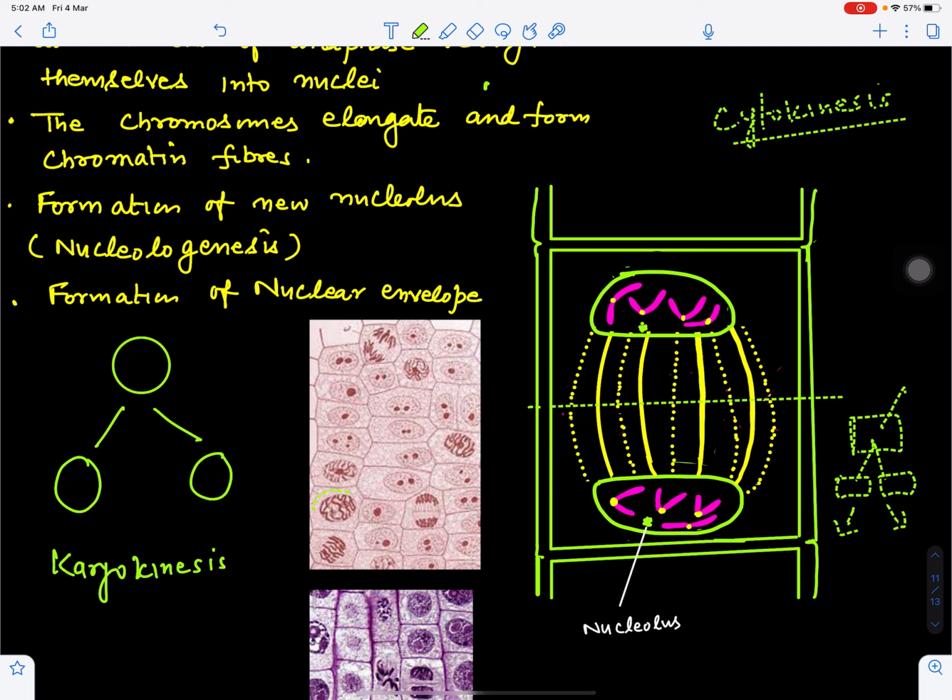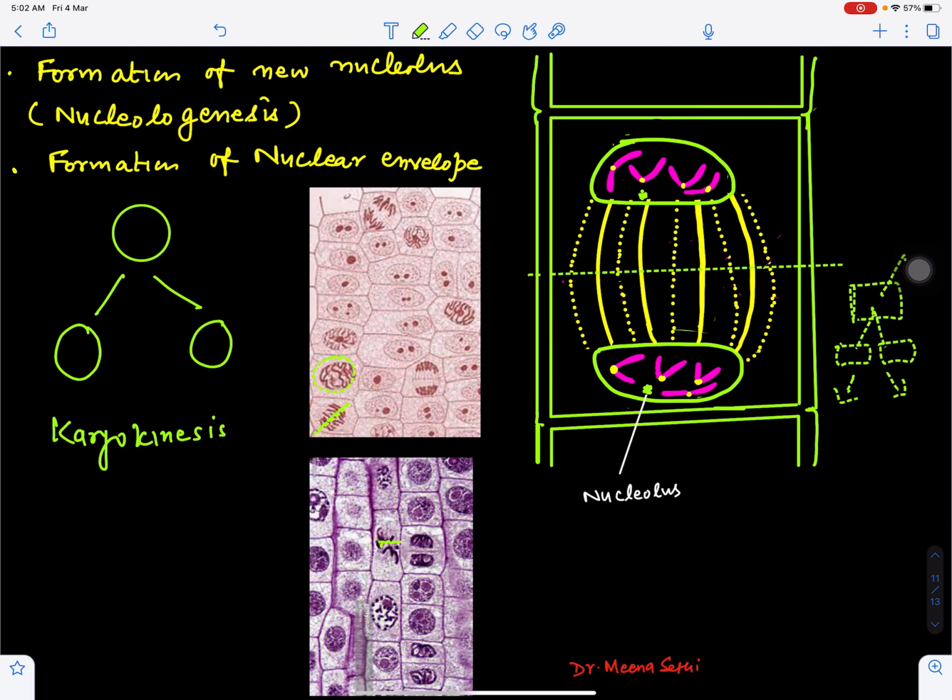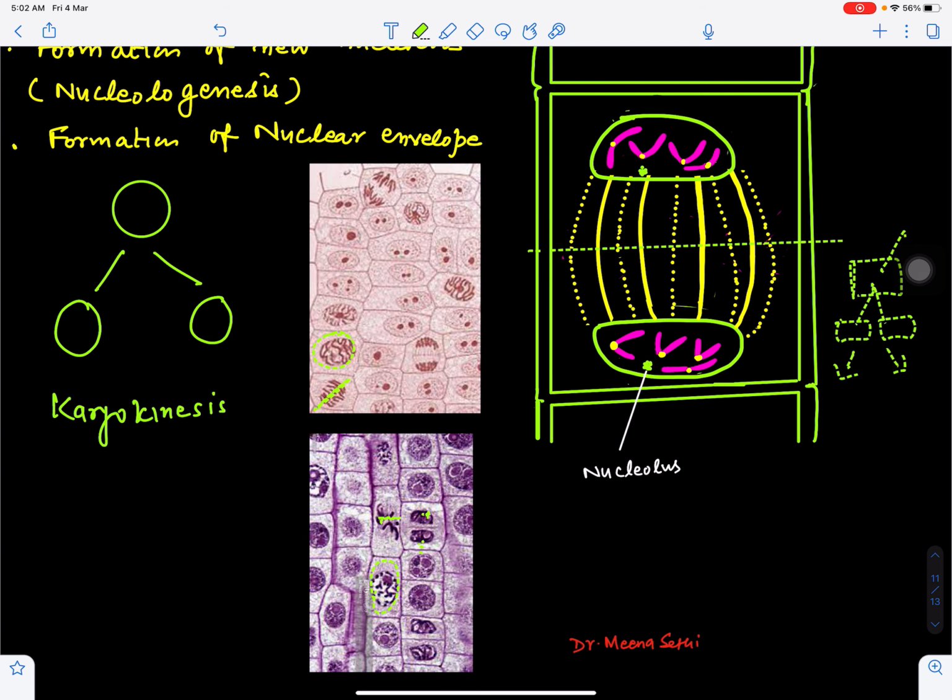Again, we can see this is prophase, where chromosomes are loosely arranged. Here they are arranged at the equator of the spindle apparatus. And then we can see here, this is the prophase. This we can say is early telophase, and from one cell two cells have been produced. This is the late telophase. So this is all about mitotic cell division. If you have any questions, you can ask me in the comment box.